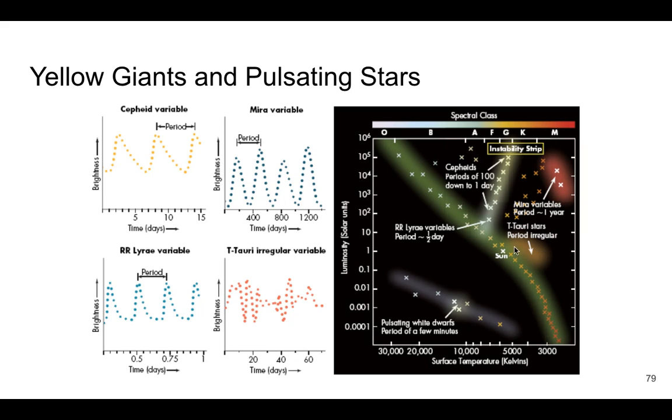Your kind of sloppy T-Tauri irregulars, these guys with no regular period, are right here. And then your RR Lyraes are on the lower end of the instability strip. They're basically small Cepheid variables, is what an RR Lyrae is.